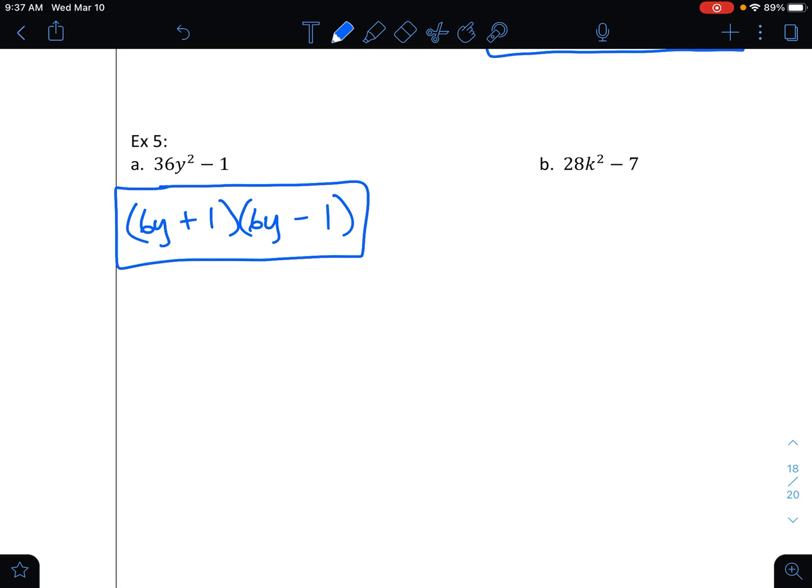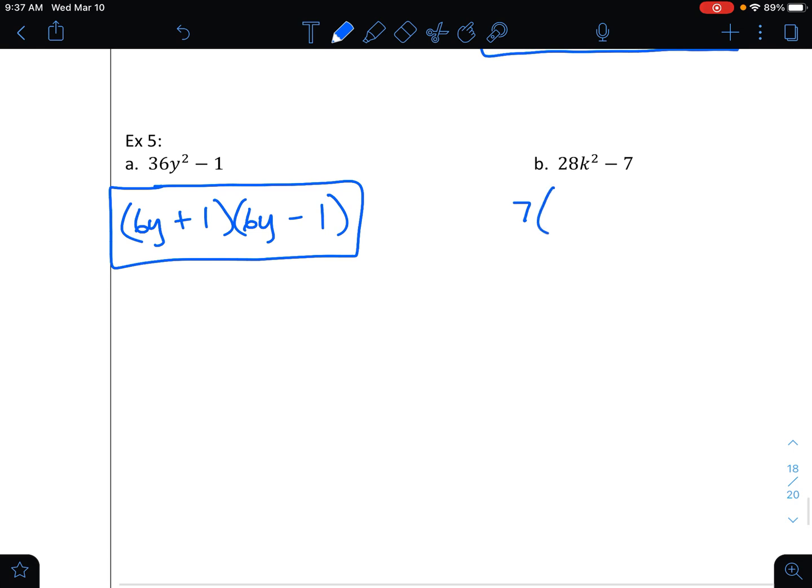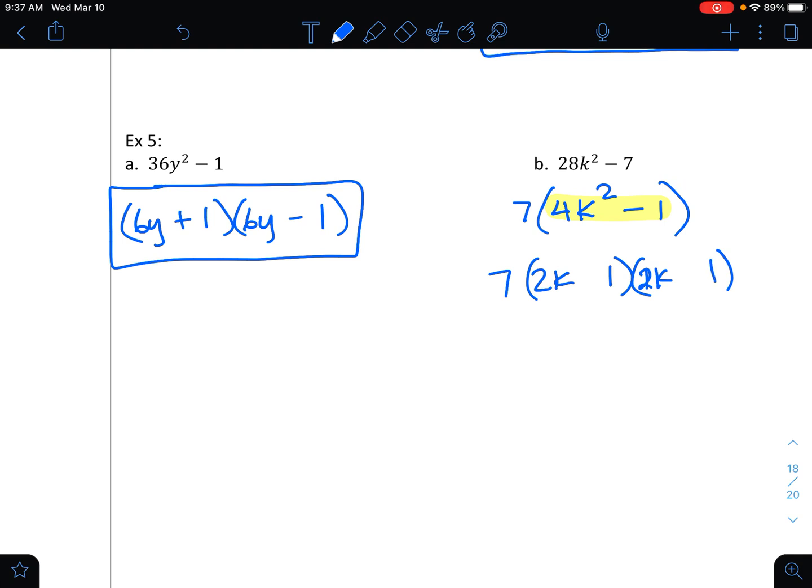Okay, GCF, yeah, a 7 will go into 28. So 7, that's going to be 4k squared minus 1. And then difference of squares will work. 2 and 2 is 4. 1 and 1 is 1. All right, so 7, 2k and 2k, 1 times 1, one is plus, one is minus.